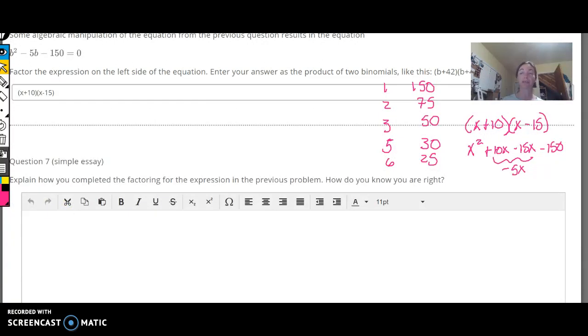Last question, explain how you completed the factoring for the previous problem. How do you know you are right? So in the interest of time, this is what I would put here. We listed all the factors of 150, and we found the two factors that have a difference of 5. And then we can verify that we are correct by using the FOIL method with those two factors to see if we end up with the quadratic equation that we started with.